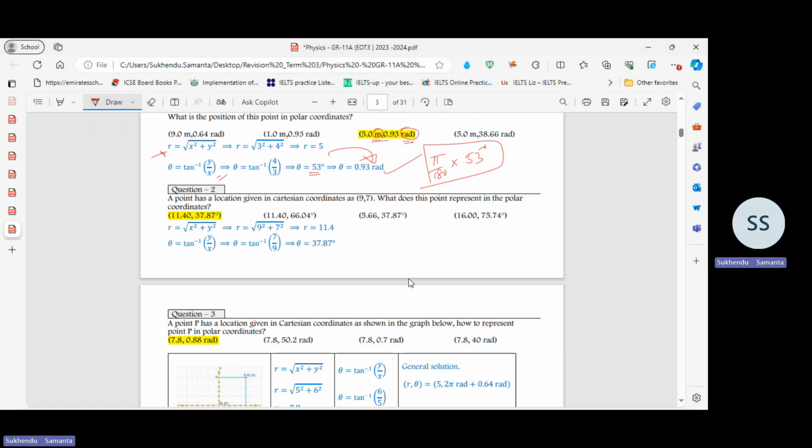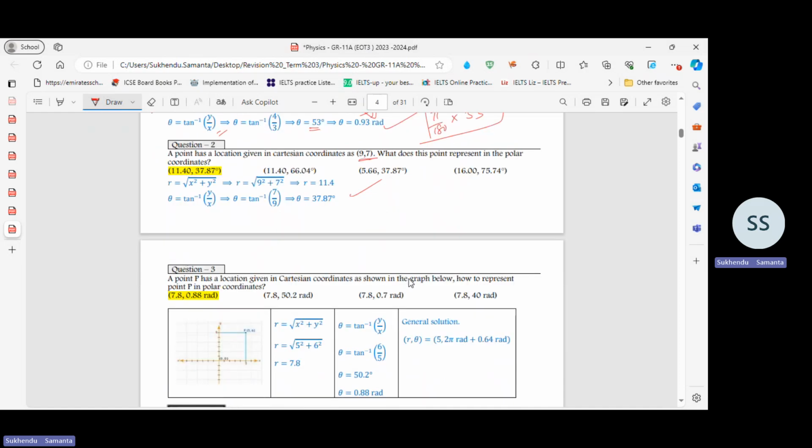Next, r and theta are given. Sorry, again, x and y are given. How to calculate r and theta? The same way.